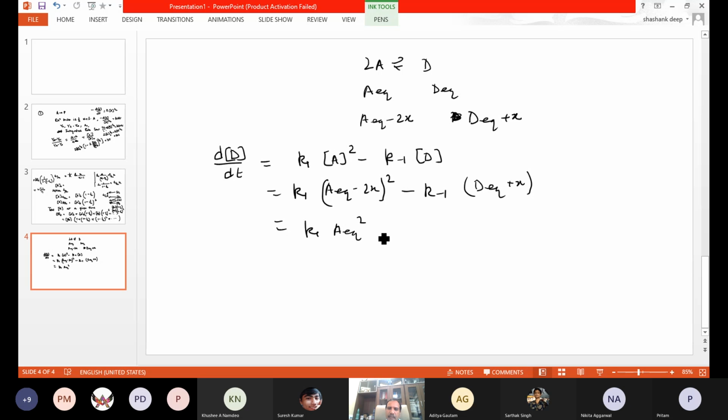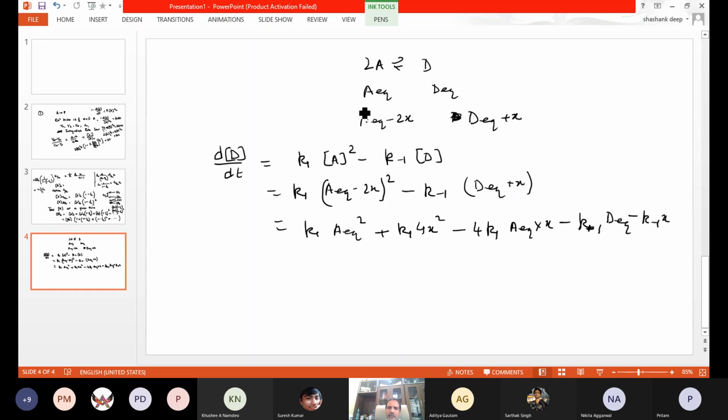minus, plus k1 4x square, minus 4 k1 A equilibrium into x. Let me know if I am doing something wrong. K minus 1 D equilibrium, minus k minus 1 x. Is this okay?